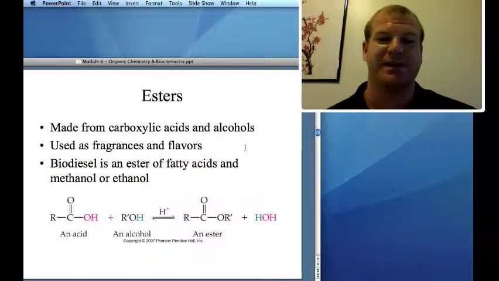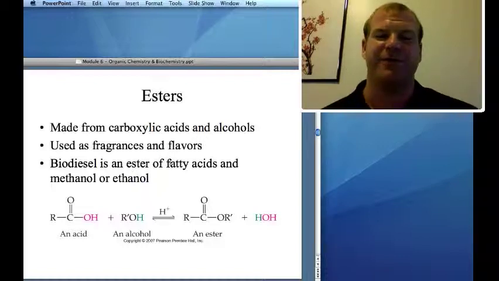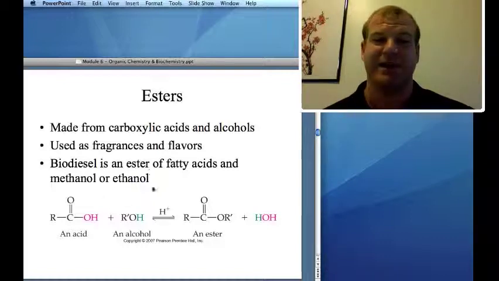Esters, this is when you take a carboxylic acid and alcohol and mix them together. These are used as fragrances and flavors. So flavors, a lot of times in the fragrance community, flavor means both smelling and taste. And an example of an ester that's commonly in the news now, biodiesel. Biodiesel is an ester. And you make that by taking methanol or ethanol and fat. And so you get an acid, an alcohol, and then you make an ester, and you make water.